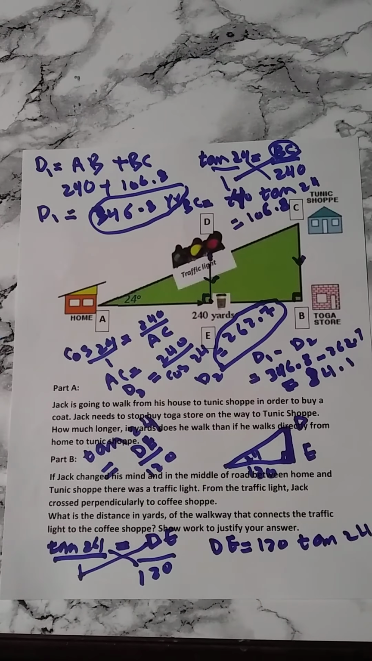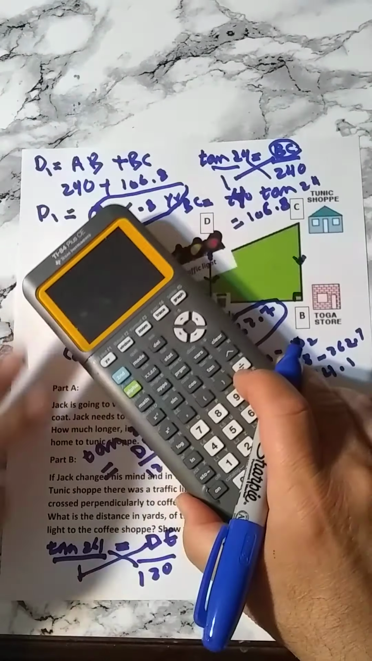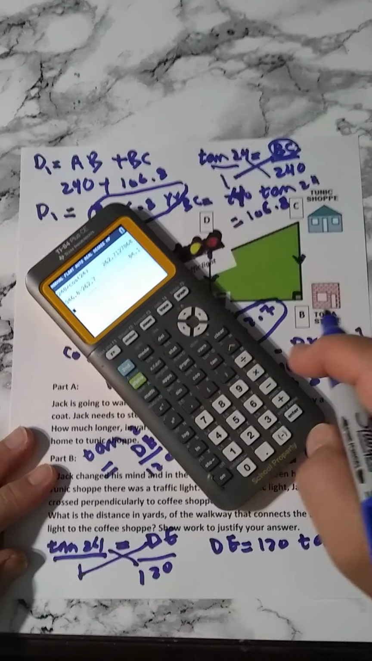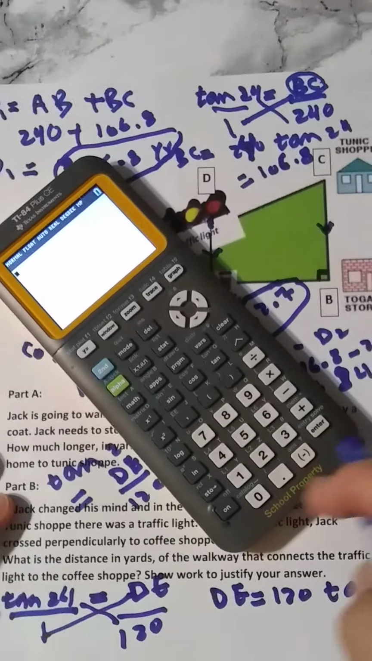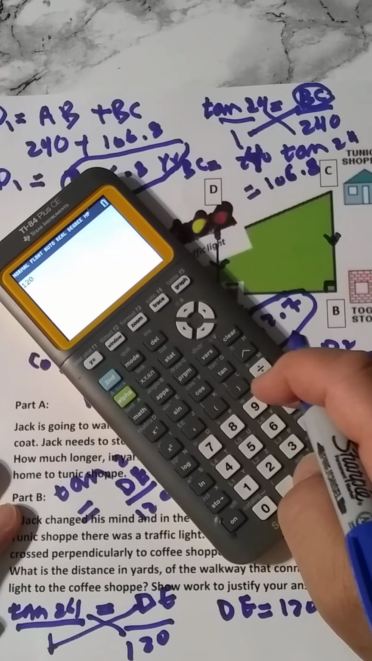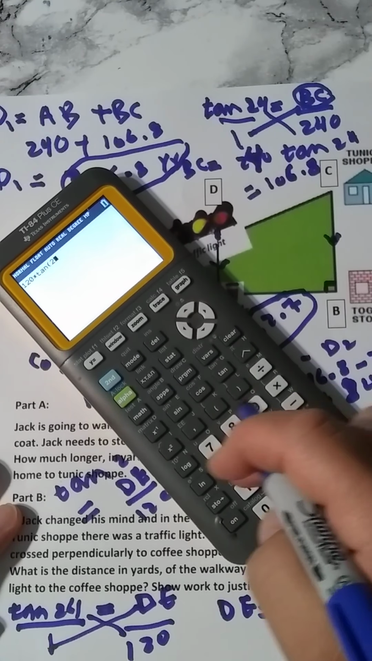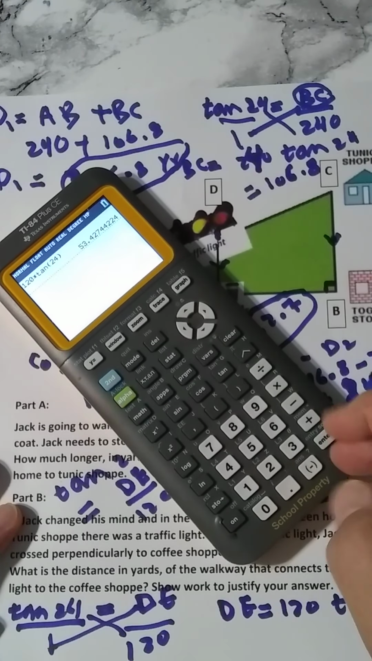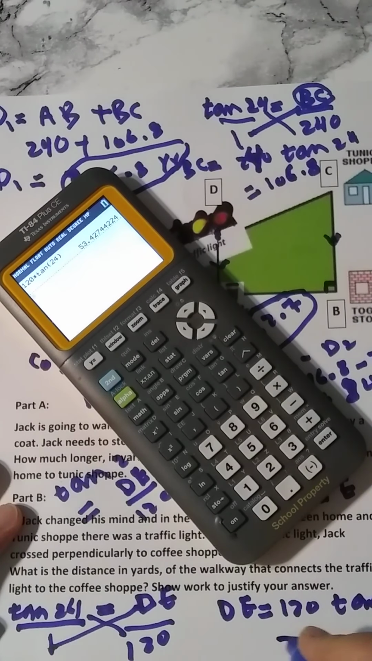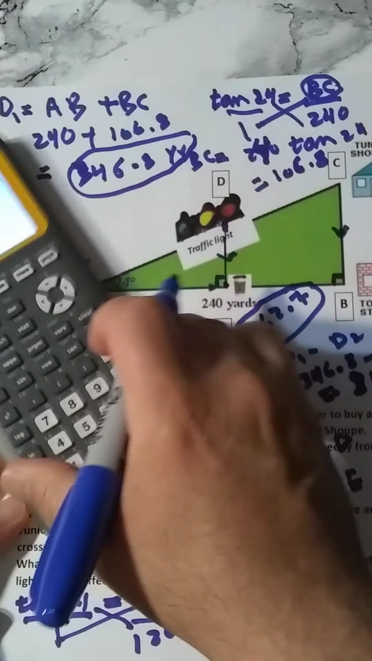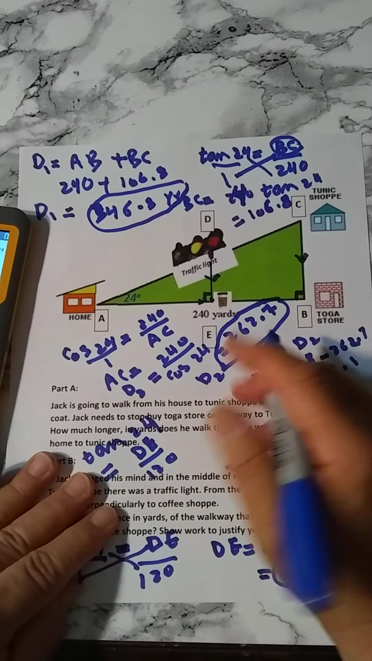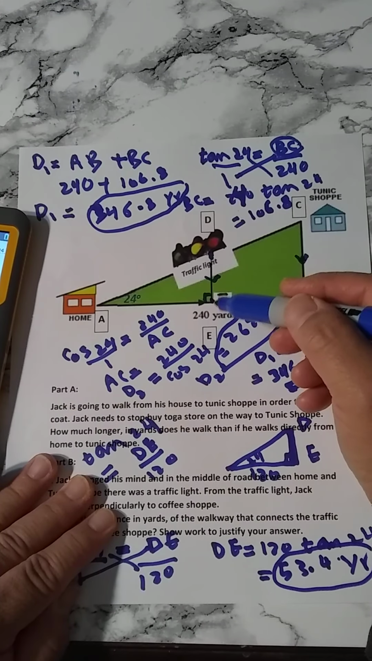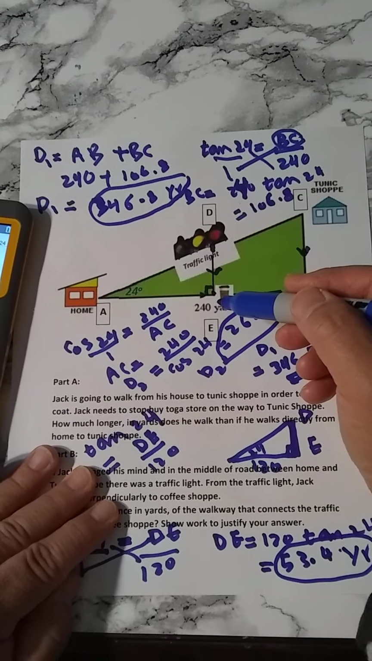Let's calculate that. We're about to finish. 120 yards times tangent of 24, enter, and it's about 53.4. So the distance from the traffic light to the cafe shop is 53.4 yards.